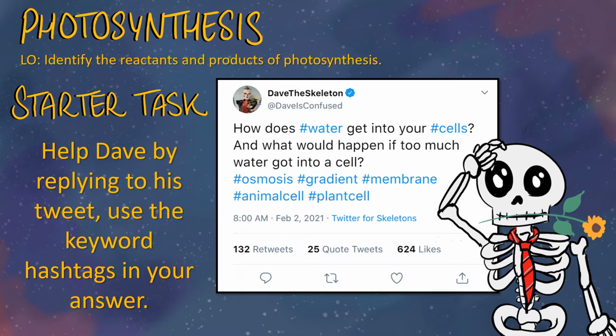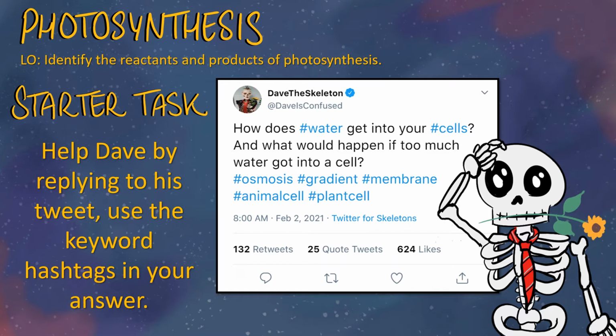Okay, so answer to Dave's tweet. He said, how does water get into your cells and what would happen if too much water got into a cell? So water moves by osmosis down a concentration gradient. So it goes from an area of a high amount of water to a low amount of water. So if you've got less water in your cells than on the outside of your cells, then the water will move into it. And it moves through the partially permeable membrane.